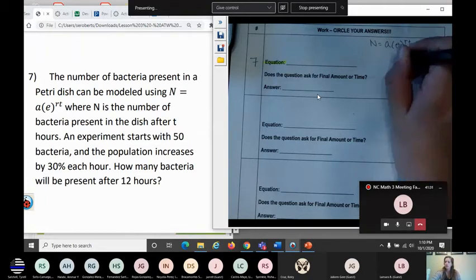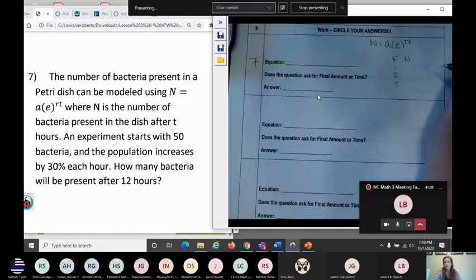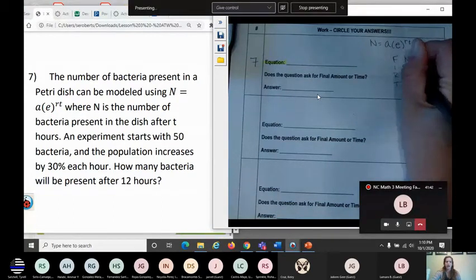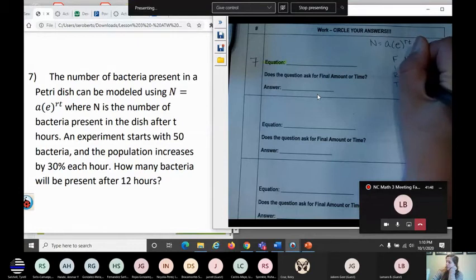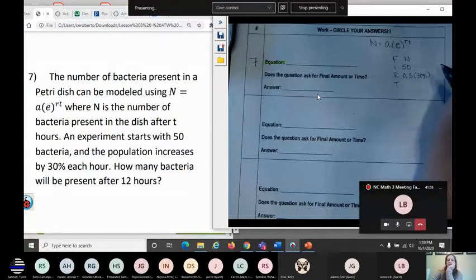All right, so if we were doing our FIRT, N is our final value, okay? It says the experiment starts with 50 bacteria, so 50 would be our I. And the population increases by 30% each hour. So my rate would be 0.3 or 30%. Okay. And our time, it says how many bacteria will be present after 12 hours. So we're looking for this value.